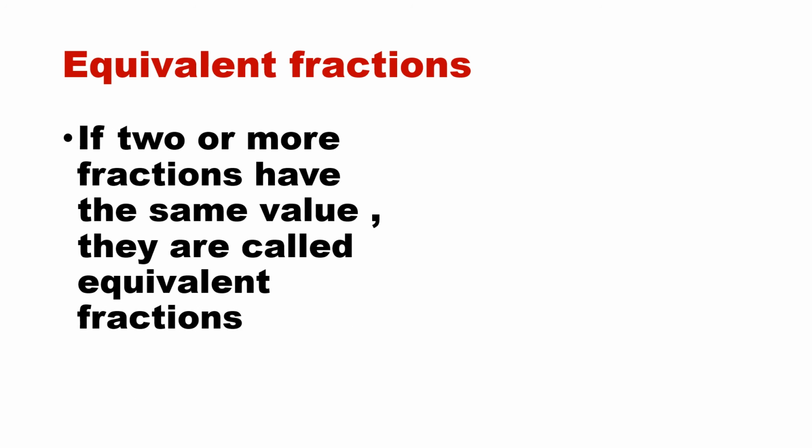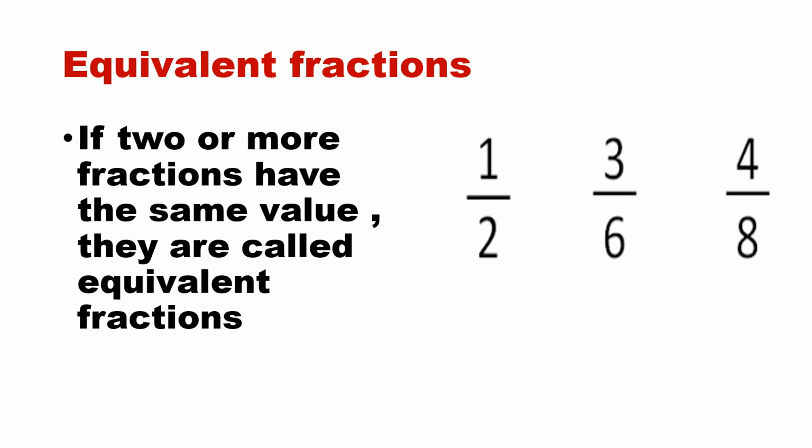Okay, then next, equivalent fraction. If two or more fractions have the same value, they are called equivalent fractions. So when the value of the fraction is same, we say they are equivalent fractions. Like we have these fractions, 1 by 2. That means out of 2 we get 1. That is half. Okay. And 3 by 6 also means that out of 6 we are getting 3, means we are getting half, isn't it?